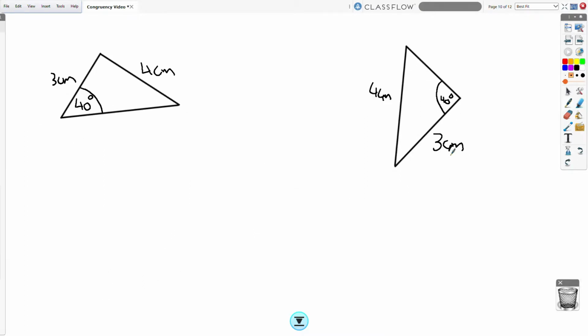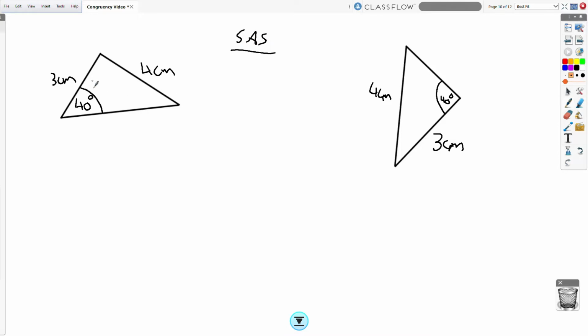Alright, now what I want to go over is a non-example. What I mean by that is, sometimes they'll ask you to find if two triangles are congruent, but sometimes they might not be congruent, and they might just be testing if you can check it. The reason why this is a good example is that it looks like they're congruent because they're giving you two sides and an angle.